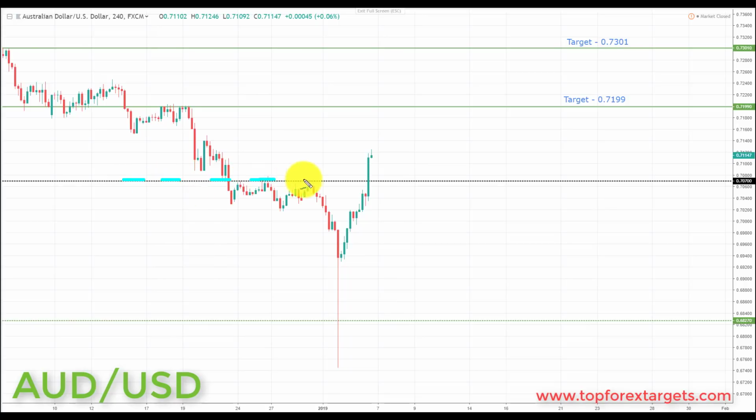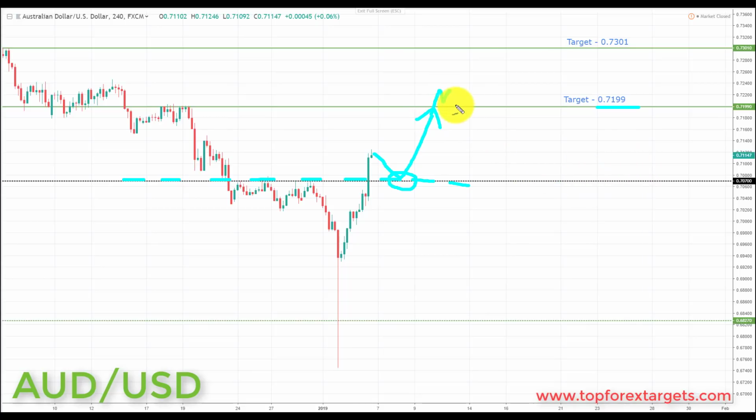0.70770, which is previous broken resistance, looking to turn support this week. If we can get a pullback, and preferably in this case, a retest of broken resistance turning support at the 0.7070, this is going to be a place we're going to start to look for bullish formations and patterns. We're going to be looking at initiating longs up towards the next key area of resistance to the upside and the target set, the 0.7199.